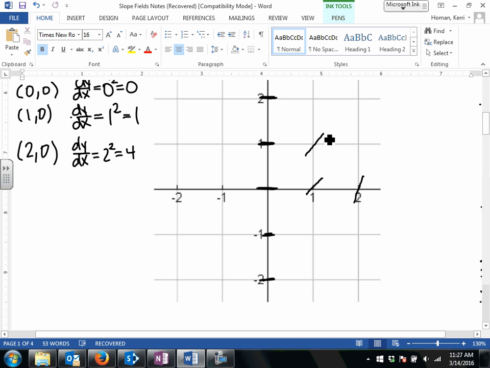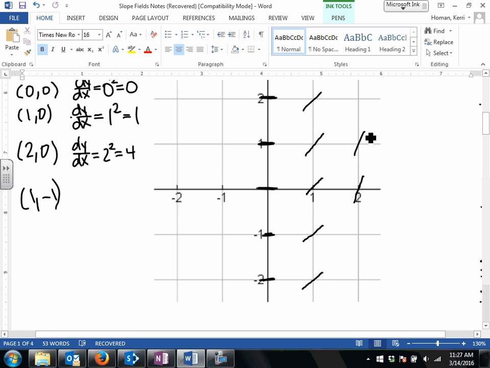Zach, 1, 2. 1. Brady, 1, negative 1. Negative 1? Come on, Brady, it's still 1. Allie, 1, negative 2. Okay, let's keep going. John, 2, 1. 4.